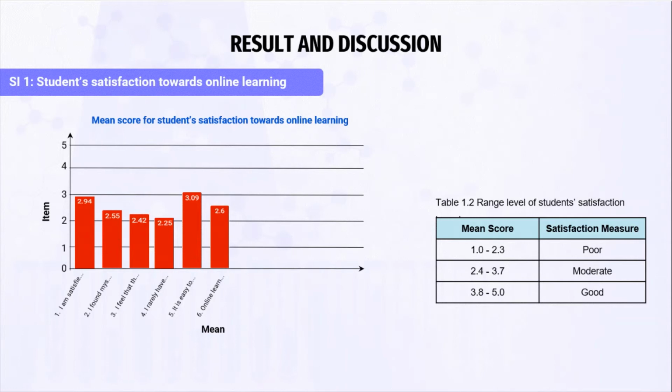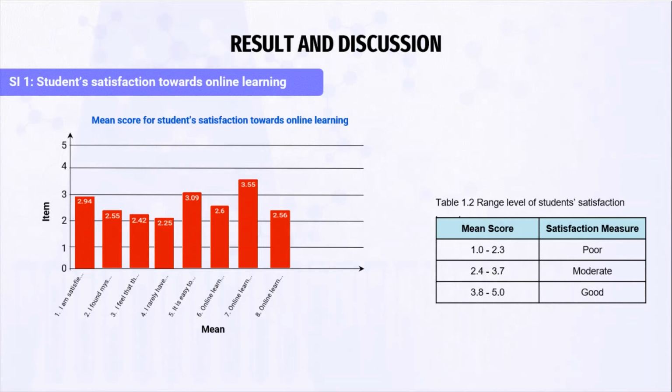For the 7th item, the mean score is 3.55, which is moderate, and this is due to the large number of students who agreed that online learning gives them more time to explore learning sources. The mean score for item 8 is 2.56, which is moderate. It is because many students felt that online learning does not make learning more enjoyable.